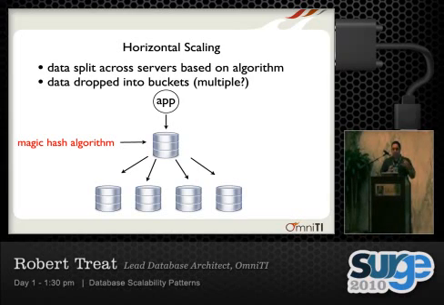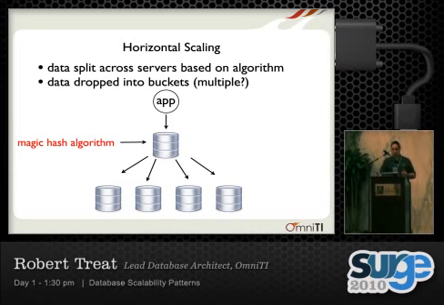Right? You just need some type of algorithm. Understand you have some system that's going to decide where data really goes in the system, right? Once you figure out where it's supposed to go, you drop it into multiple buckets, right? Presumably multiple buckets. So here's sort of a typical look at what that would be, right?